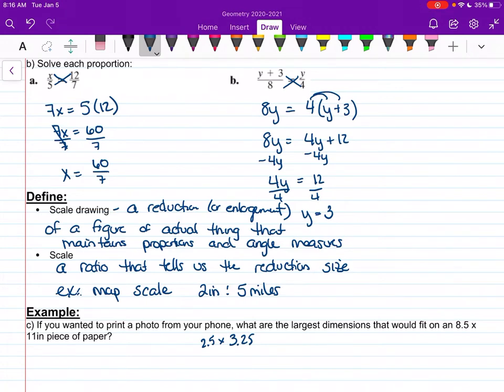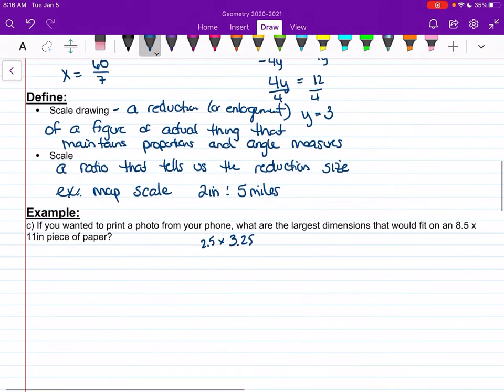All right, let's do an example. If you want to print a photo from your phone, what are the largest dimensions that would fit on an 8.5 by 11 inch piece of paper? So I measured my photo screen on my phone, and the ratio is 2.5 inches by 3.25 inches. You can either use my scales or you can use your own. I have an iPhone 11, I think. So let's take a look.